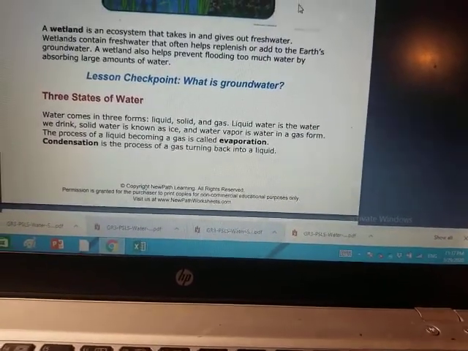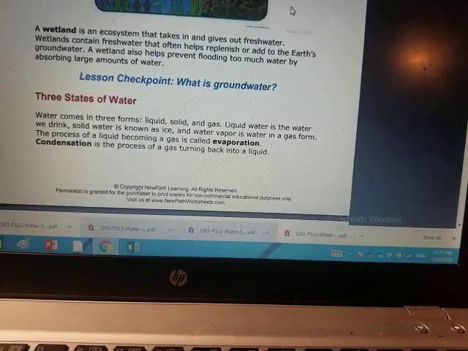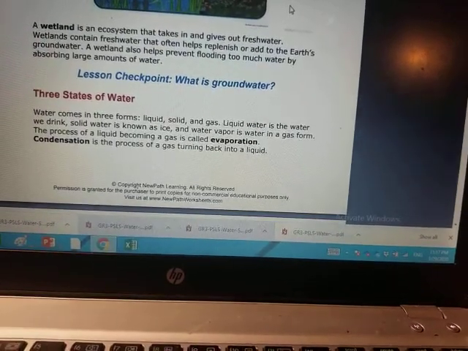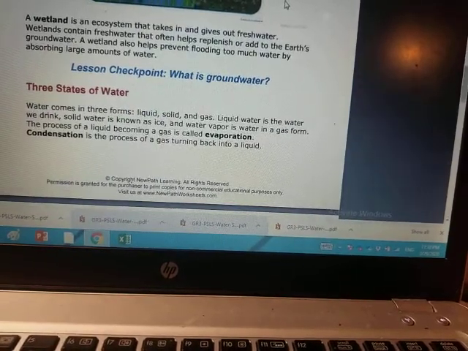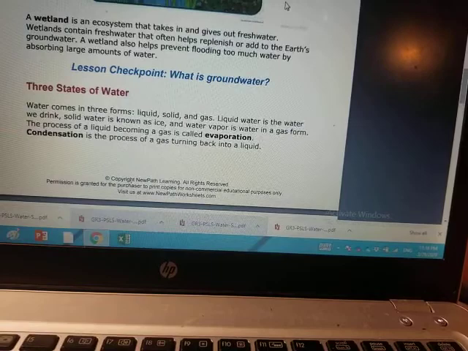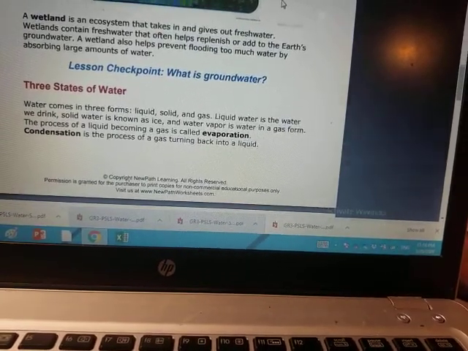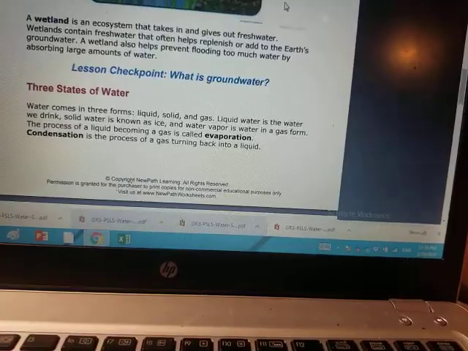A wetland is an ecosystem that takes in and gives out fresh water. Wetlands contain fresh water that often helps replenish or add to the Earth's groundwater. A wetland also helps prevent flooding by absorbing large amounts of water.